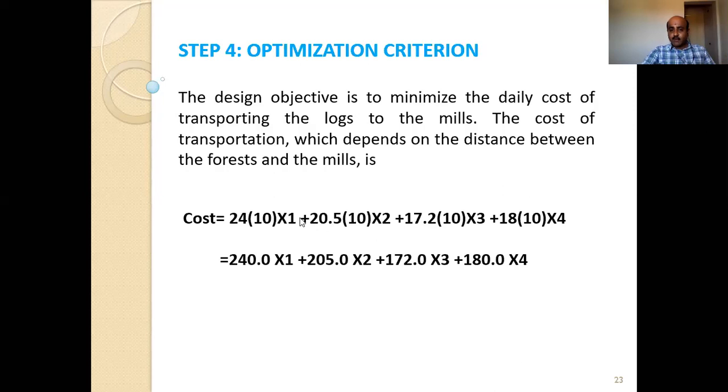Let us take the second one, plus 20.5 into 10 into x2. What does this correspond to? The first term corresponds to the distance. Please remember this. The first one corresponds to the distance. 20.5 is the distance between forest number 2 and mill A.